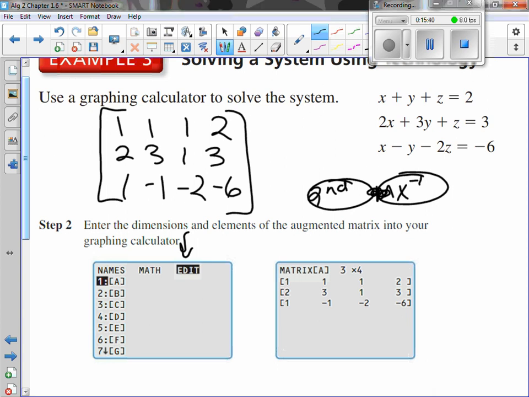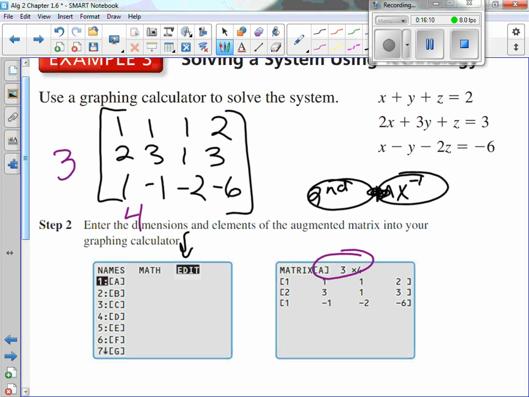Okay? Now looking at this here, what were the dimensions of our augmented matrix? It's a 3 by 4. So up there at the very top, we need 3 by 4. We can do 3, enter, 4, enter. We got the dimensions in? We're going in. Type the augmented matrix into it.